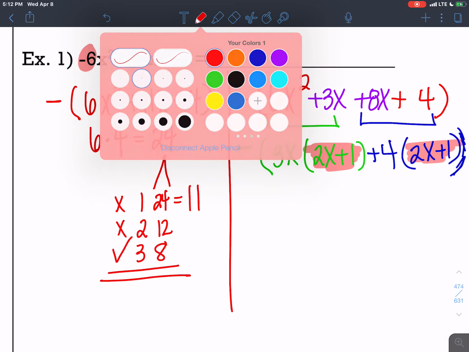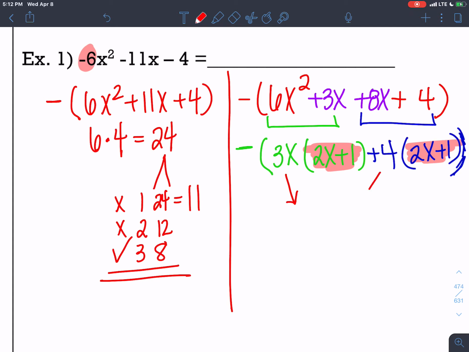So now I'm going to go ahead and combine like terms. I'm not going to forget that negative that's out front. 3x plus 4, 2x plus 1. Now, in order for me to ensure that I got this exactly right, I'm going to go ahead and plug these in my calculator.